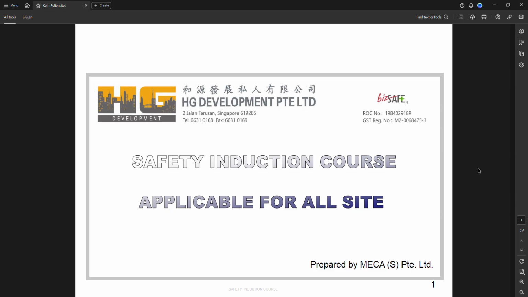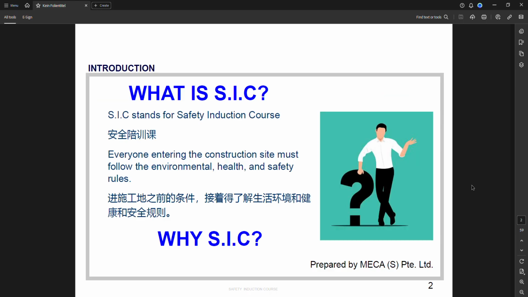This slide was prepared by Meka on behalf of HG Development. This SIC applies to all sites under development by HG. What is SIC? SIC stands for Safety Induction Course. The purpose of SIC is to ensure all workers understand site safety regulations and rules before entering the construction site.